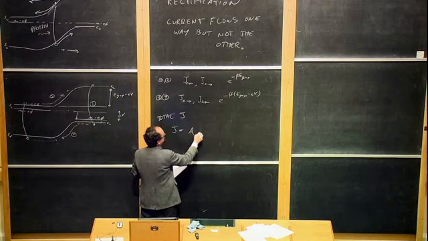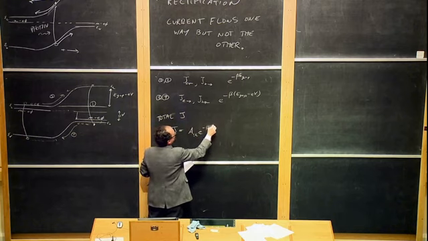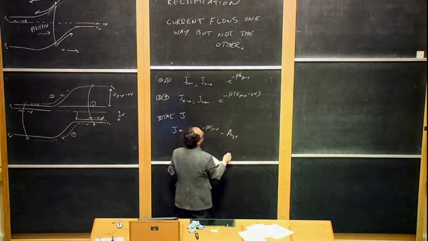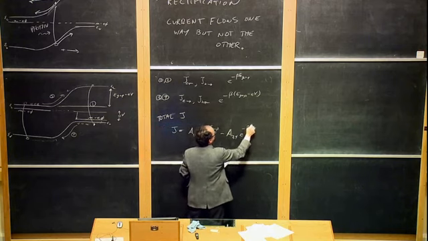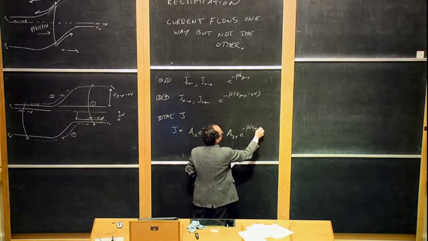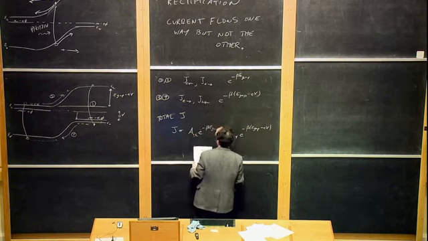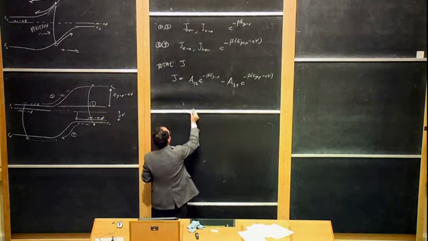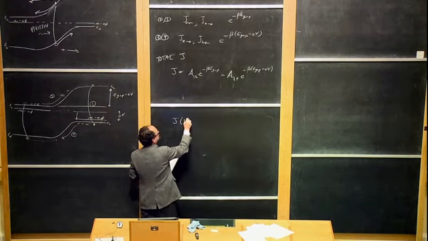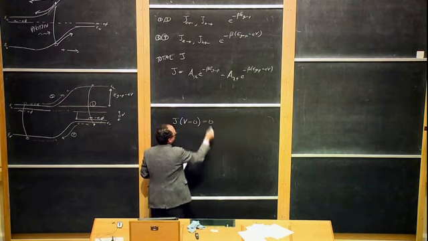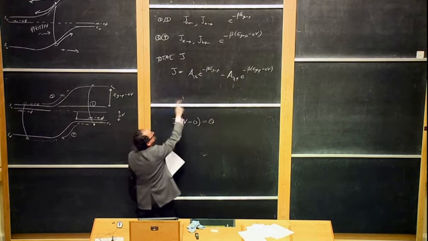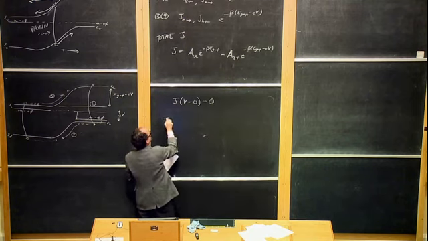I'll call it A12 e to the minus beta E gap minus A34, those are just coefficients, e to the minus beta E gap minus EV. Then we need to know what these coefficients are, but there's a trick for that: the current, when there's zero voltage, should be zero. If you don't apply any voltage to the system, you shouldn't get any current. So that means A12 and A34 should be equal.